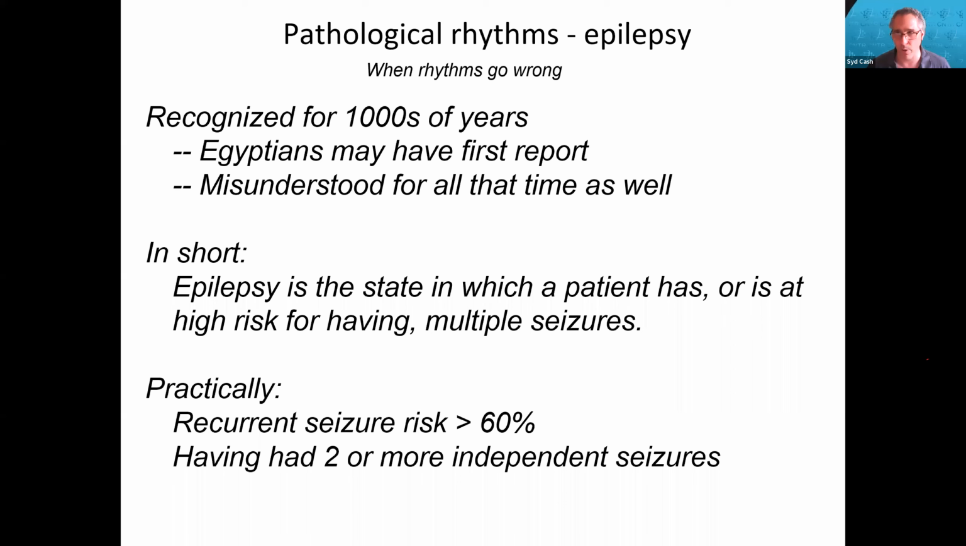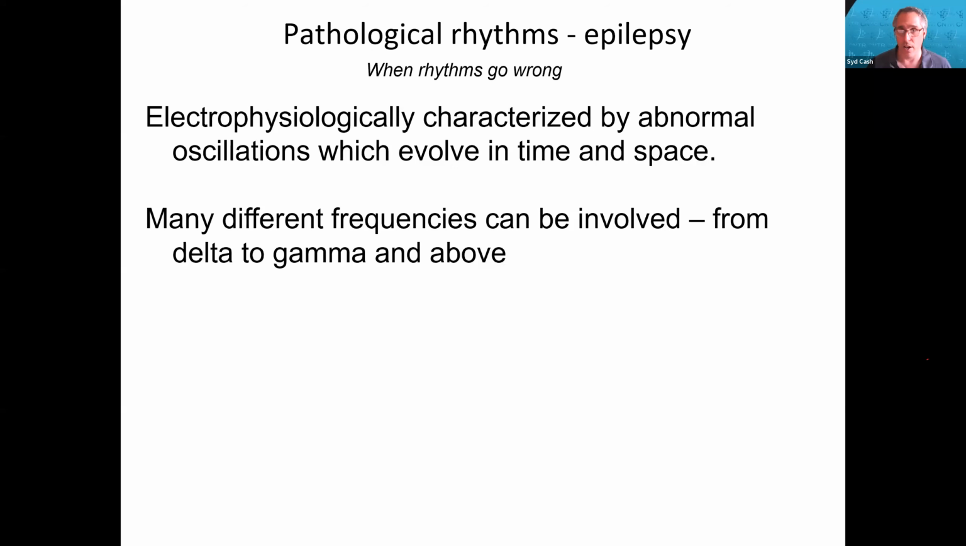that just aren't true. What it really is, is a state in which a patient has, or at least is at high risk for having, multiple seizures. From a practical point of view, we would define it clinically as a recurrent seizure risk greater than about 60%. Really, a person who's had two or more independent seizures or has a clear reason to have seizures. But it's really a symptom and not a disease. It is a situation in which there are these events that are characterized by abnormal oscillations. And those oscillations evolve in time and space.